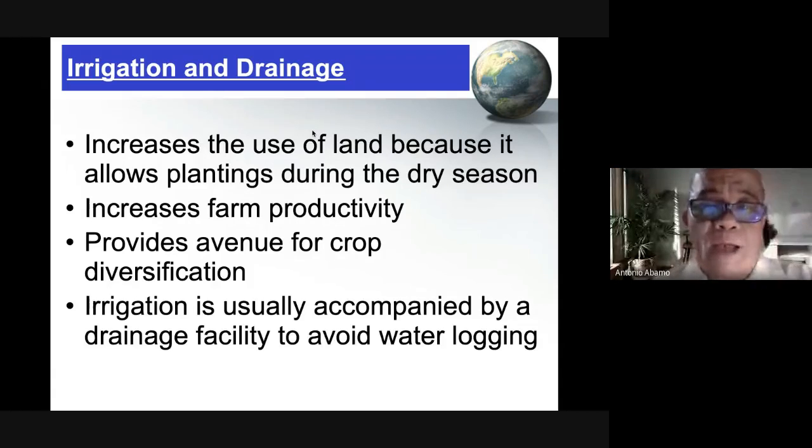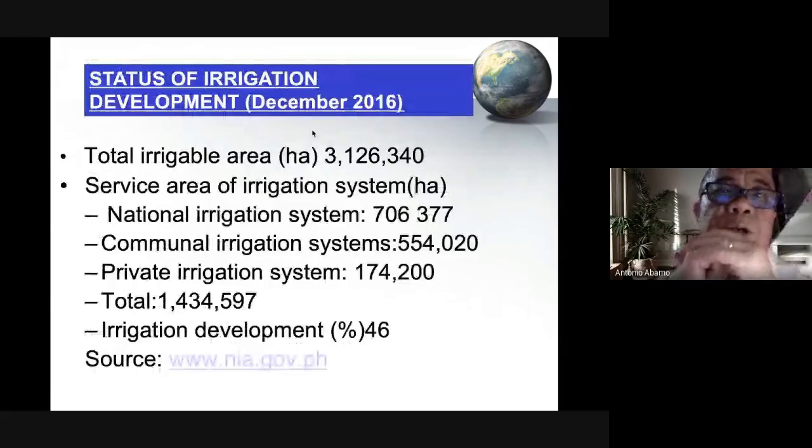Now, it also provides an avenue for crop diversification. If you can control water, you can control the quantity and the flow and even the distribution. It can increase crop diversity and therefore increase the possibility of earning more in one particular piece of property or land area. Irrigation is also usually accompanied by drainage facilities to avoid water logging.